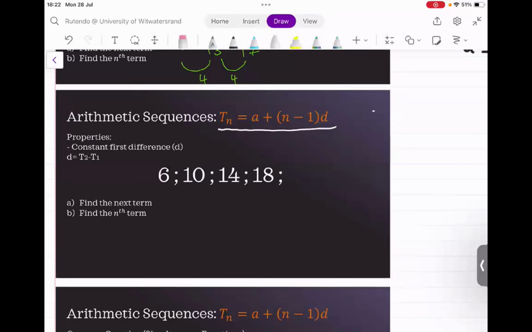What does my A stand for? Does anyone know? First term, perfect. So this is my first term. Right. And then what does my D stand for?